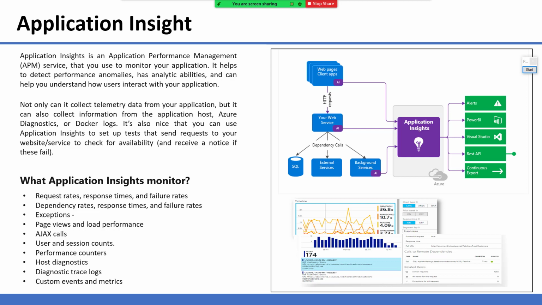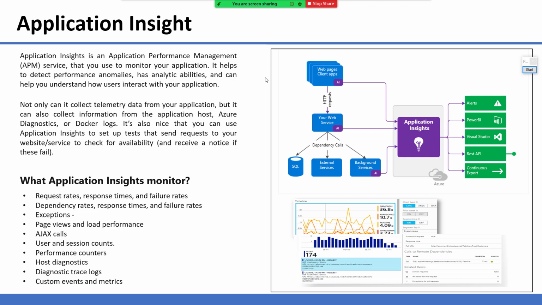And what will Application Insights monitor? Application Insights will monitor the request rate, response time, and failure rates, dependency rate, the response time and the request failure for the dependencies themselves, the number of exceptions occurred, page views, and how is the loading performance of those pages, right? In what time the pages are getting loaded, any ajax call which is getting fired in your application, users and session counts. You can see all these things, but this is only for web applications, right? Performance counters, how your application is performing.